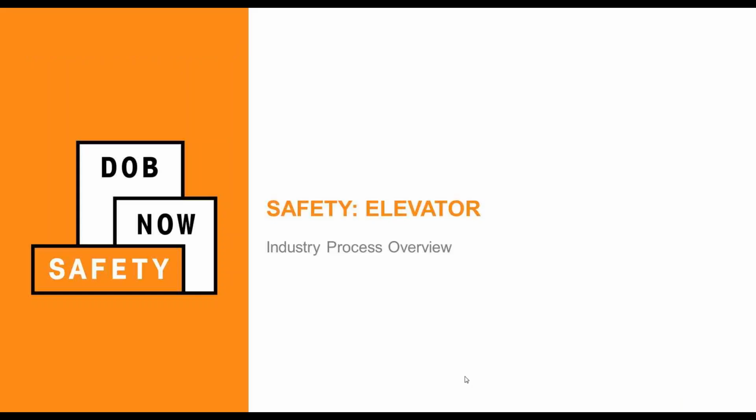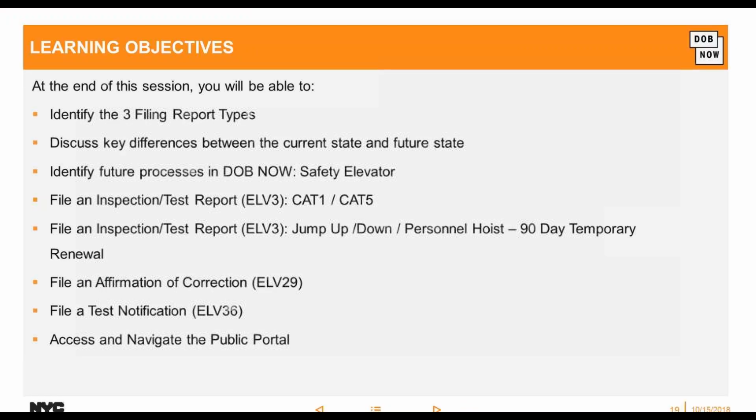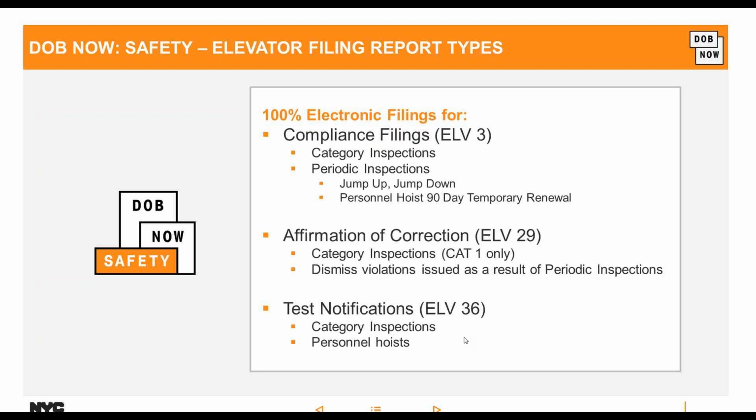Now we're going to move into the safety elevator industry process overview. The learning objectives: identify 3 filing report types, discuss key differences between current and future state, identify future processes in DOB Now, safety elevator, file an inspection test, ELB3, file an inspection test, ELB3, jump up, jump down, personal hoist, 90-day renewal, file an affirmation of correction, ELB29, and file test notification, ELB36. Access and navigate the public portal.